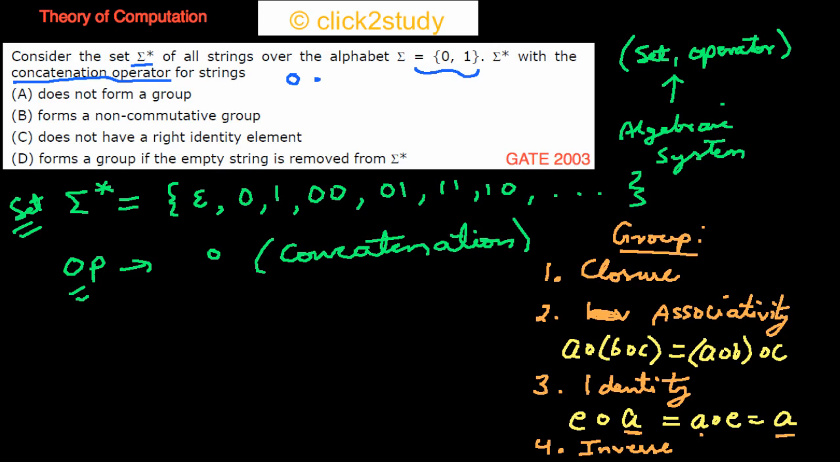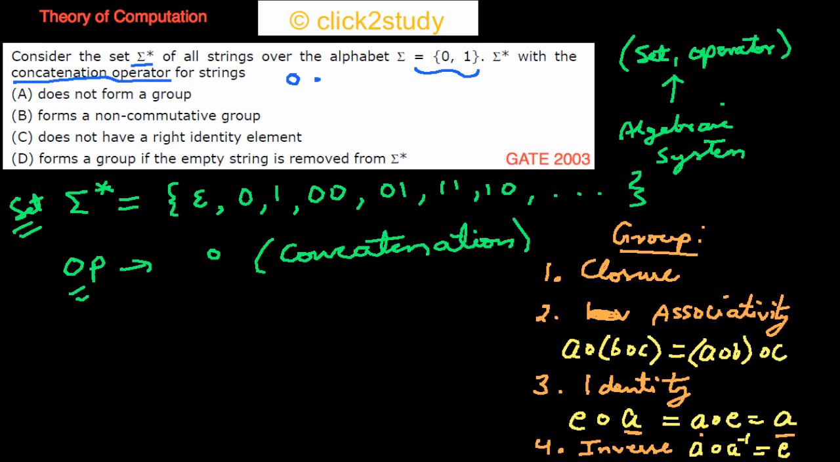Let's say you have an element A, and if you operate this with some other element which is the inverse of A, you should get the identity element. That's the idea of inverse. Okay, operate A with some other element, and if you get the identity element, then this is the inverse, and vice versa. Okay, so that's the idea of identity element.